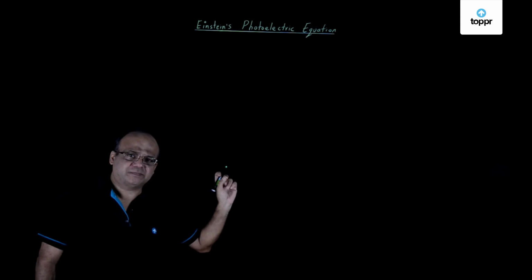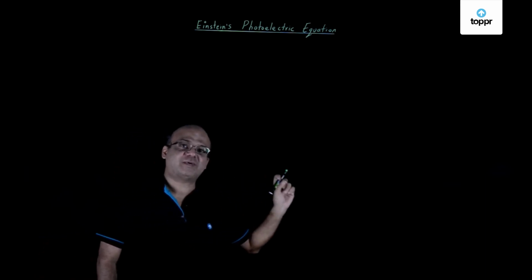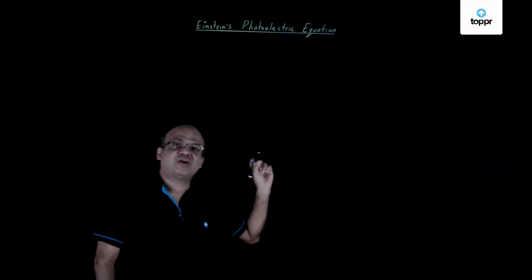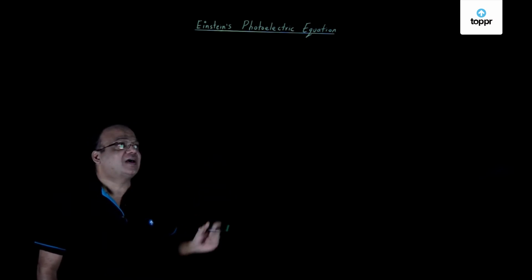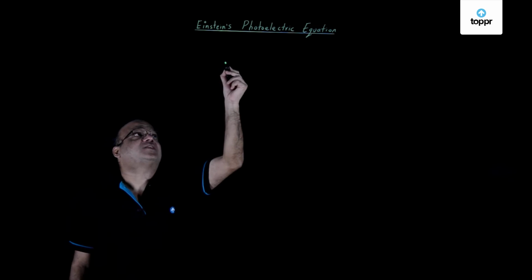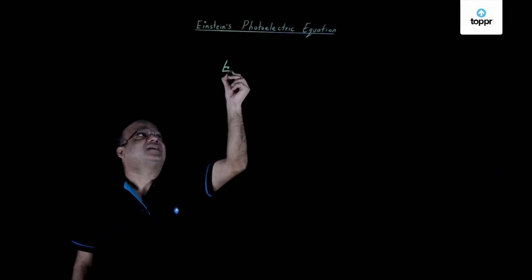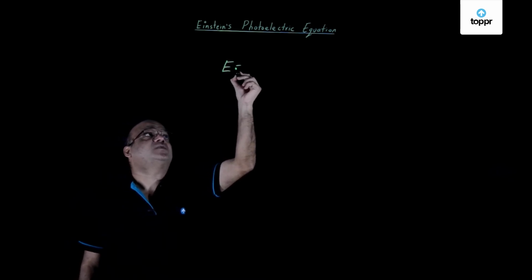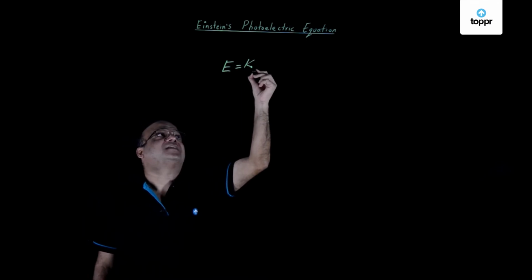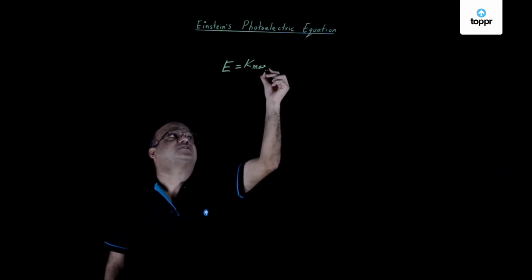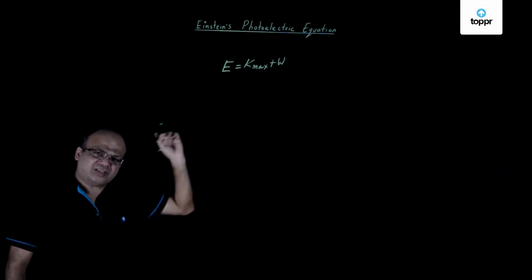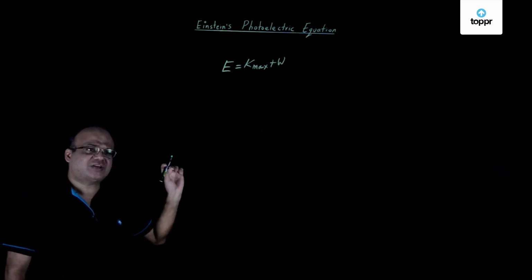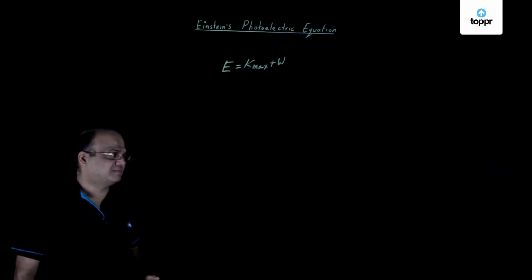Now in this lesson, we are going to learn about Einstein's photoelectric equation. Einstein's photoelectric equation is E equal to K max plus work function. This is nothing but conservation of energy.